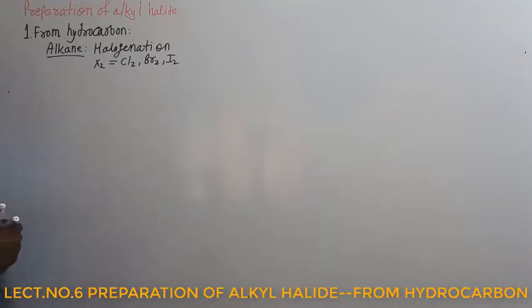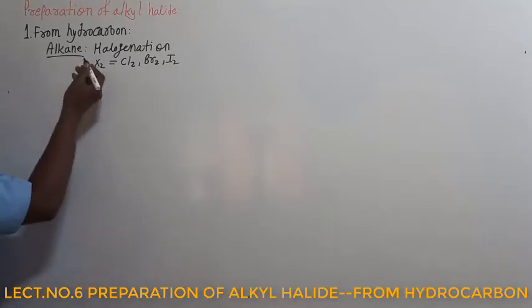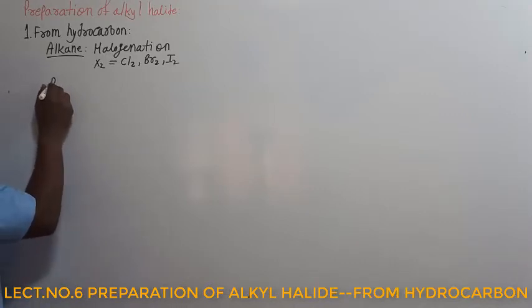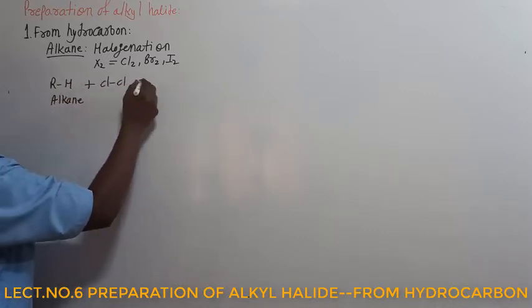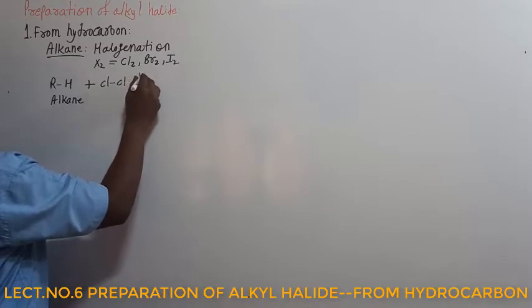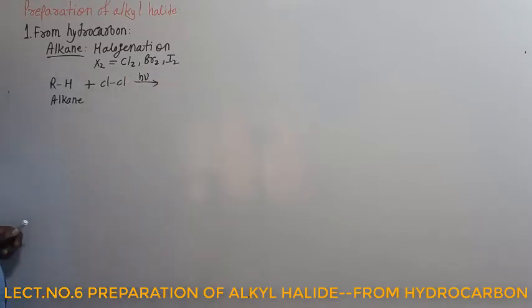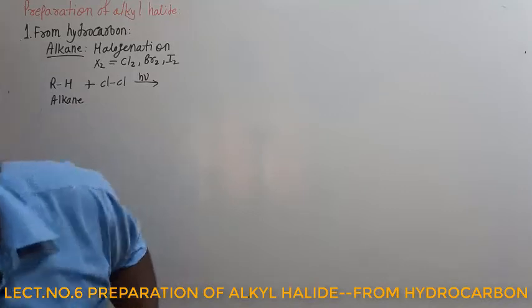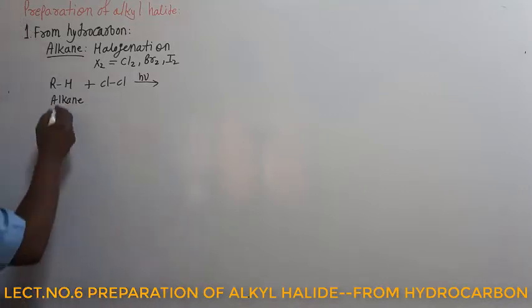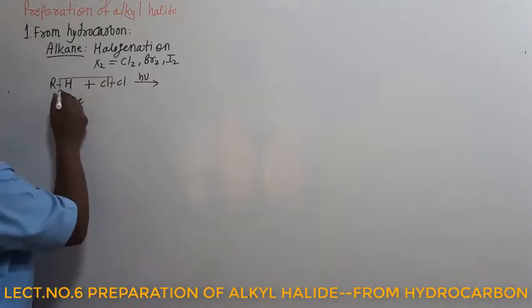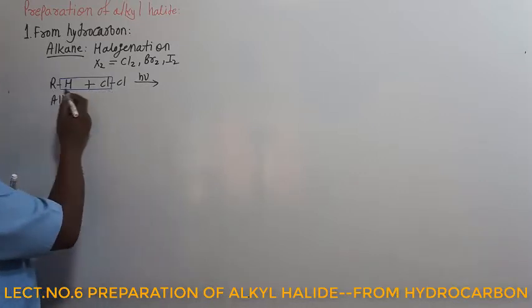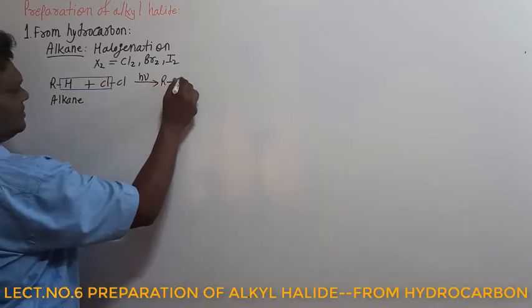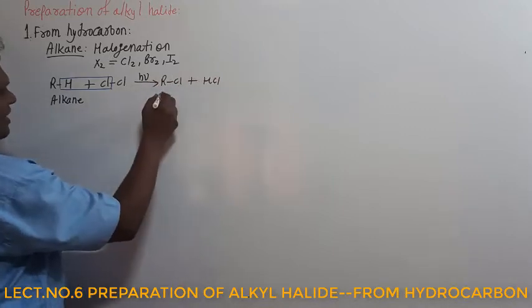The first method of preparation of alkyl halide from alkane, consider example first. Let us say RH is an alkane. If you are going to react alkane with chlorine in the presence of UV light or hν, what will happen is, first one, hydrogen atom will combine with the chlorine, and next one you will get alkyl group will combine with the chlorine atom, plus you will get HCl. This is called as alkyl chloride.